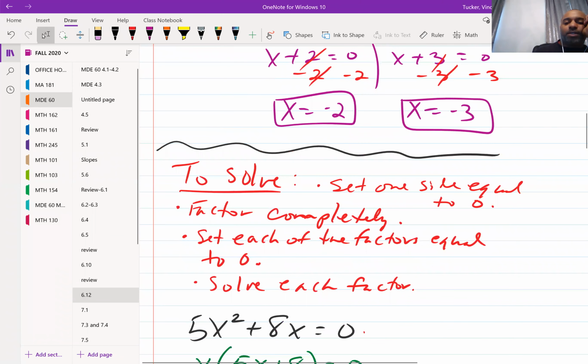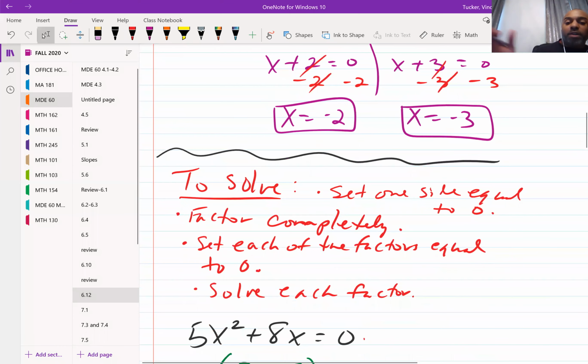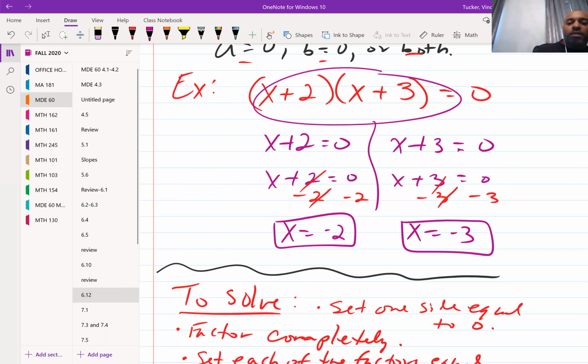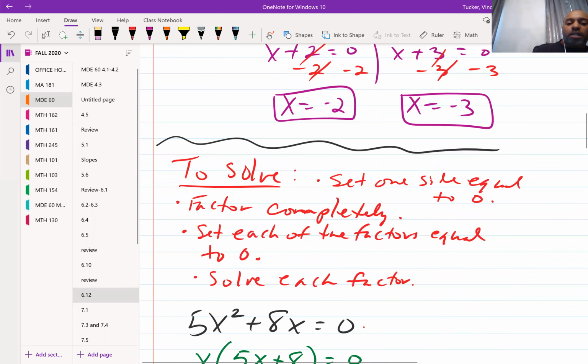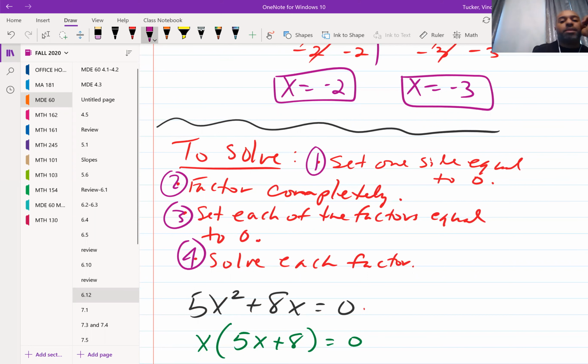So, it says to solve, set one side equal to zero. Remember, it's called a zero factor property. So if you don't have one side equal to zero, then you can't use a zero factor property, right? Can't compare it to zero if you don't have a zero. Then you're going to factor completely. Set each of the factors equal to zero. That's what I just finished talking about right here. And then solve each factor. So really I could have done 1, 2, 3, 4 steps.